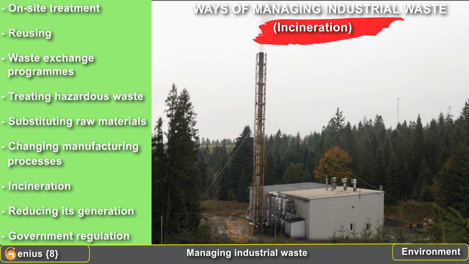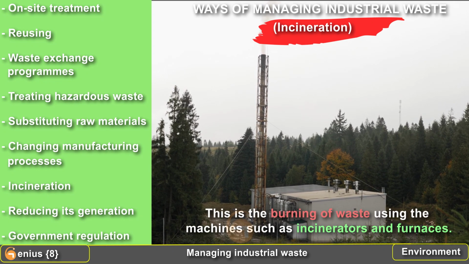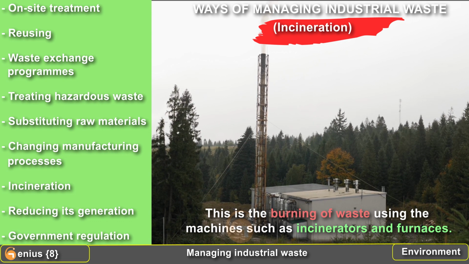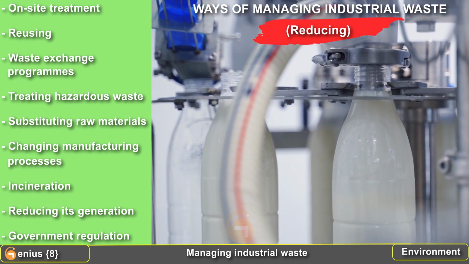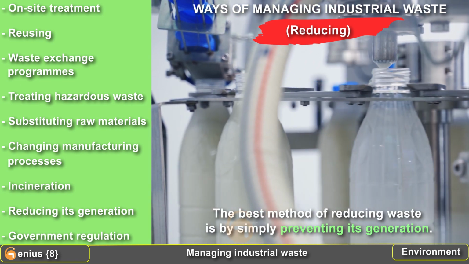Incineration. This is the burning of waste using machines such as incinerators and furnaces. Reducing its generation. The best method of reducing waste is by simply preventing its generation.